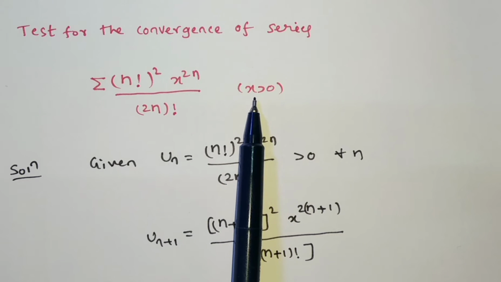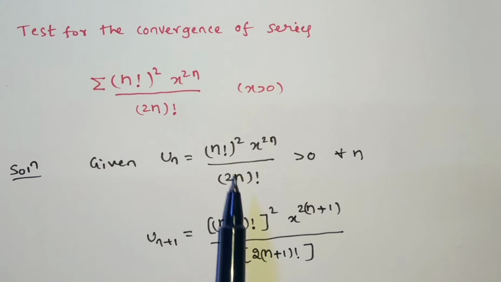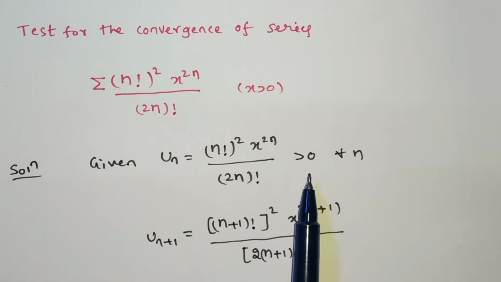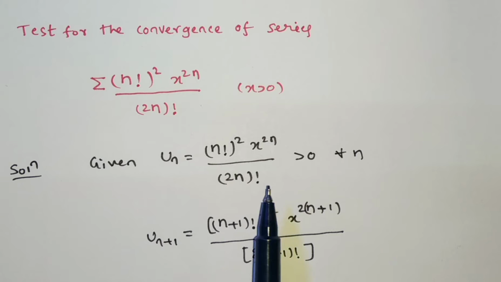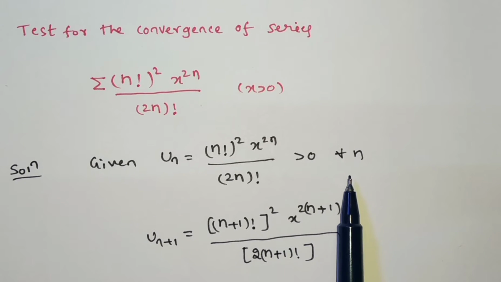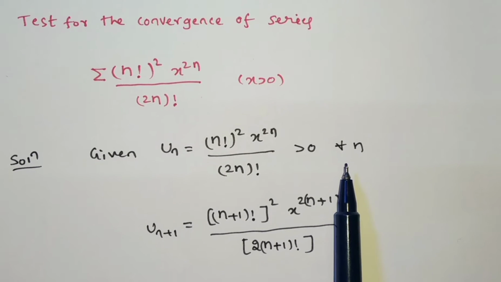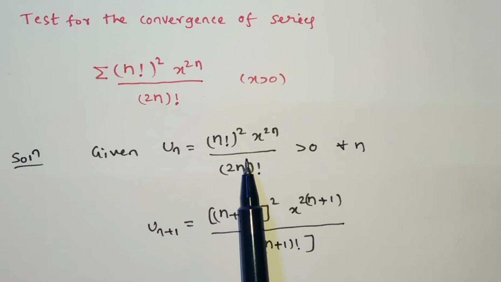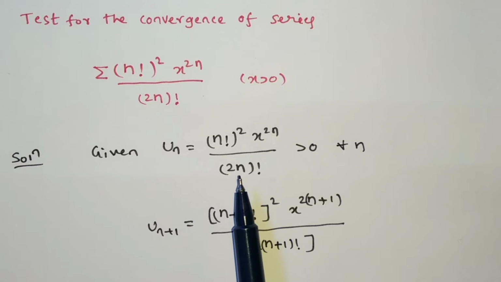Since x is greater than 0 and you know that n factorial is greater than 0, 2n factorial is also greater than 0. So both numerator and denominator are greater than 0. Hence it is positive. So the given series is a series of positive terms for every value of n. Now the series is containing factorial, so we have to go for ratio test. When the series is containing factorial, ratio test is the best method.